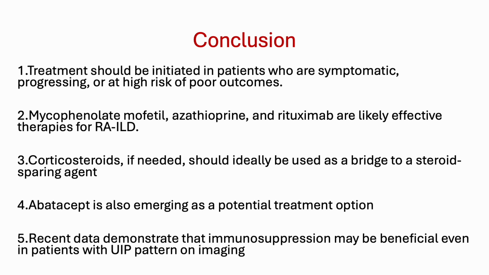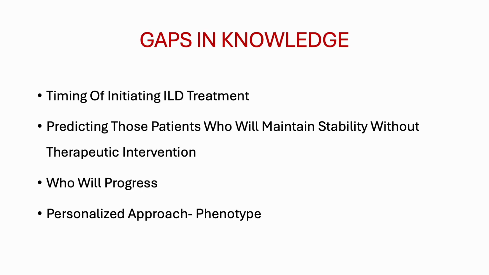So, treatment should be initiated in patients who are symptomatic, progressing, high risk. MMF, azathioprine, and rituximab are important therapies. Corticosteroids should be only a bridge. Abatacept may be a potential future. Even if you have UIP pattern, based on the pattern, you should not stop giving immunosuppressants. It's only the extent of disease more.